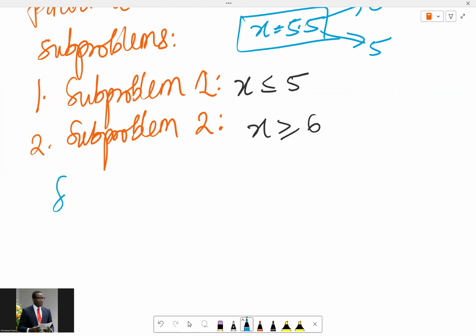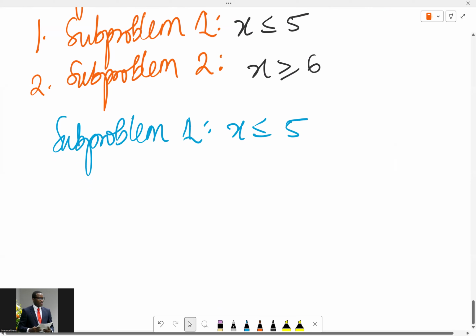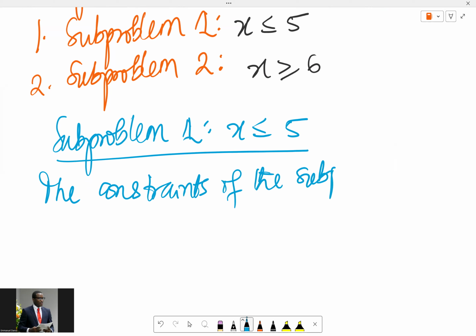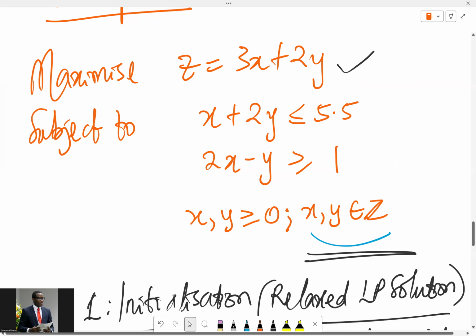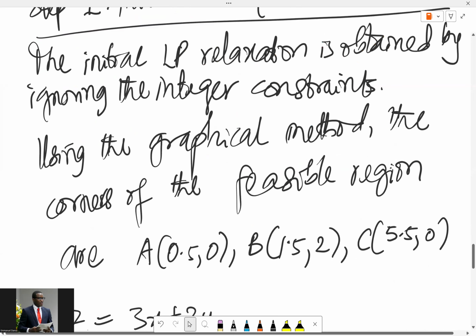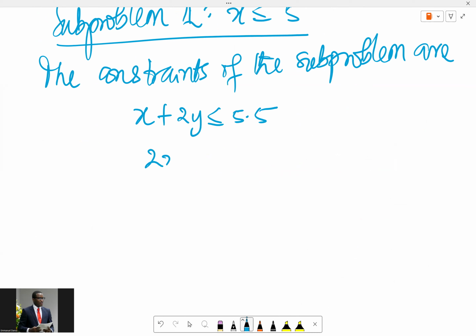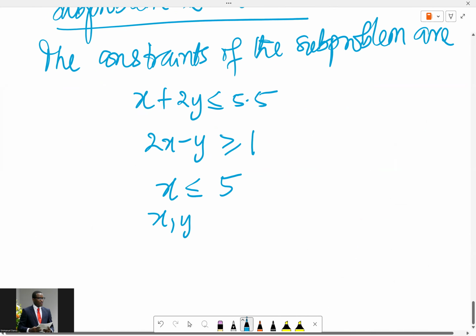So if you go for subproblem 1 now, where you have x less than or equal to 5, what you're now going to do is try this out on the constraints of the subproblem. The constraints are the original constraints you had in the original problem, right? So x plus 2y less than or equal to 5.5, 2x minus y greater than or equal to 1. Since you're solving subproblem 1, you have an additional constraint, that is x is less than or equal to 5. And then you have your normal x, y greater than or equal to 0.